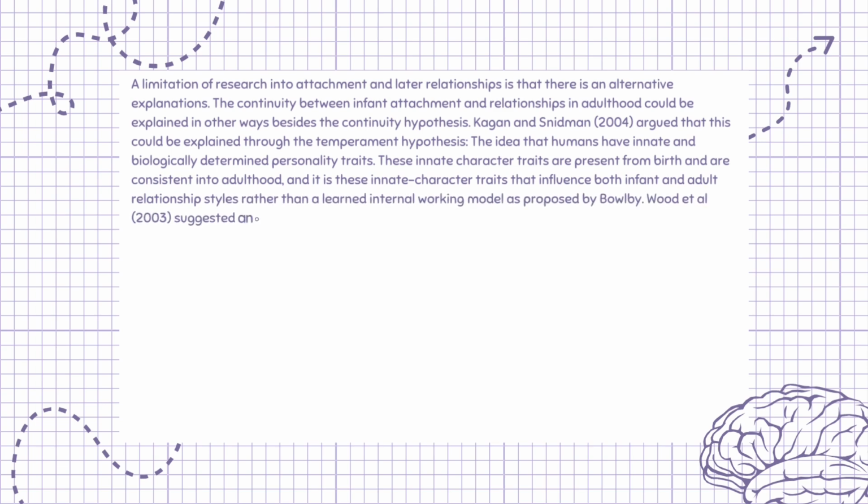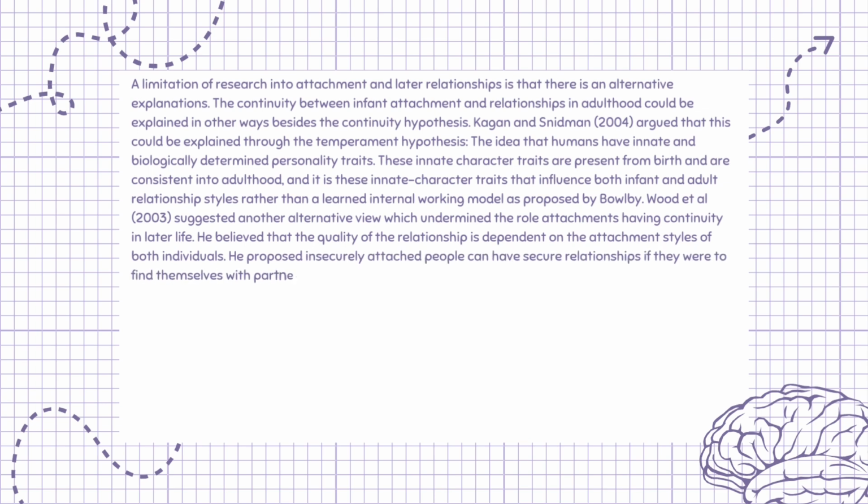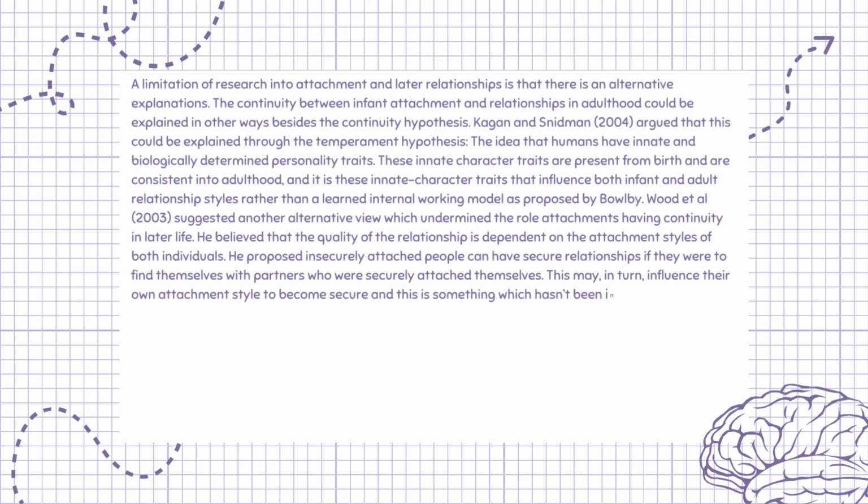Wood et al., 2003, suggested another alternative view which undermined the role of attachments having continuity in later life. He believed that the quality of the relationship is dependent on the attachment styles of both individuals. He proposed insecurely attached people can have secure relationships if they were to find themselves with partners who were securely attached themselves. This may, in turn, influence their own attachment style to become secure, and this is something which hasn't been investigated: how one partner's attachment type can influence the other.